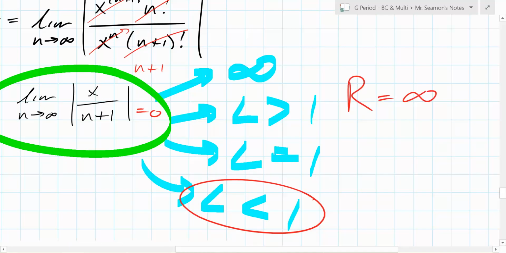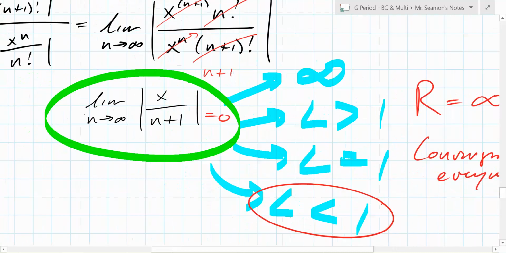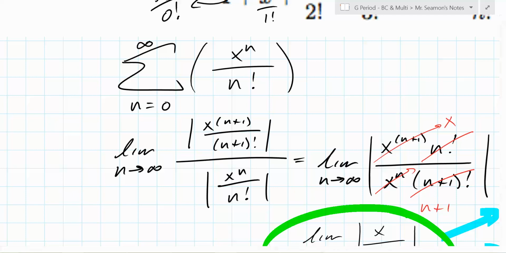It's infinity, right? So where does it converge? Converges where? Everywhere. No matter what x value you plug in on this, it'll always converge. What this shows you essentially, and you can kind of have an intuition about this: x to the n gets pretty big, right? What gets bigger faster? N factorial gets bigger a lot faster.